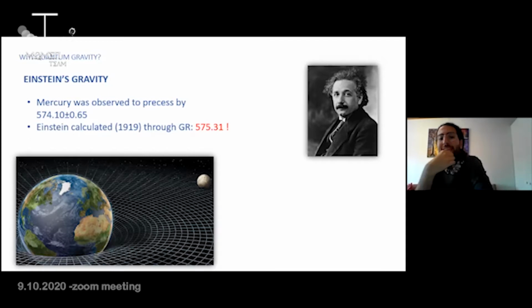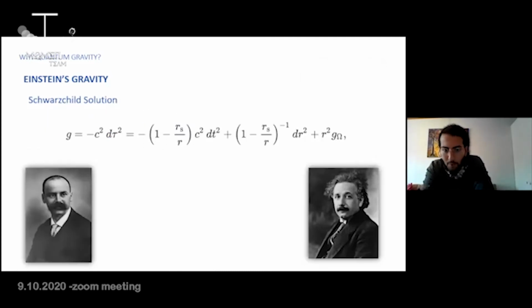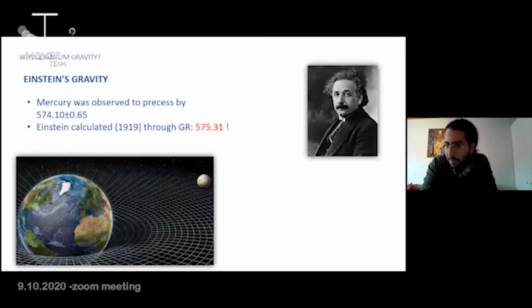575 arc seconds per century, which is a very accurate number. Yeah, that was really mind-blowing. You know, it kind of explained this weird motion of Mercury. But people started getting attention, like maybe Einstein is more.